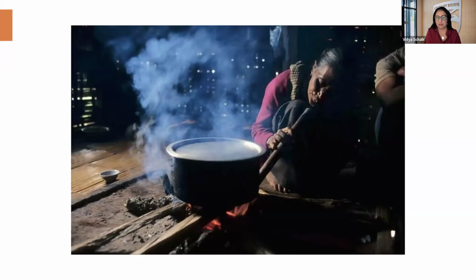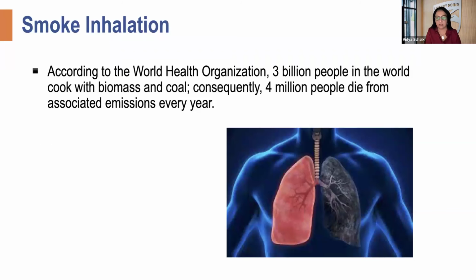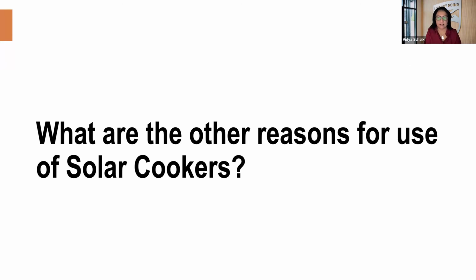We talk about what's the worldwide situation about people cooking inside their homes using fossil fuels or burning things, and the effect. Here's a little baby, and what is the effect of cooking with burning things? And then the WHO statistics: about 3 billion people in the world cook with biomass and coal, and 4 million people die from associated emissions every year. So for my undergrad class, we talk about this in pretty good detail with different charts and things like that.